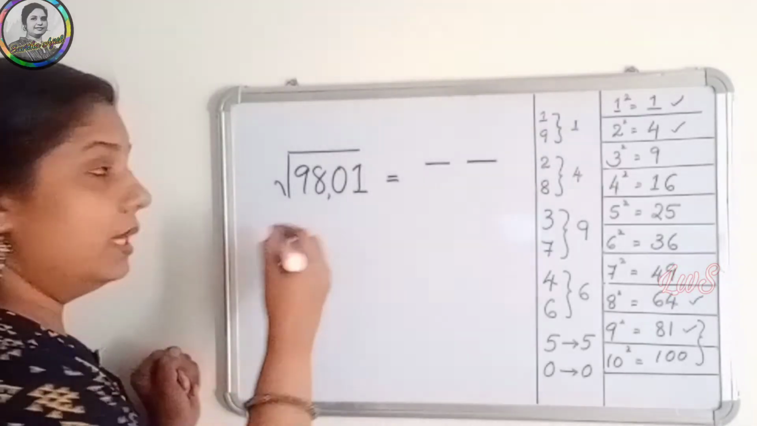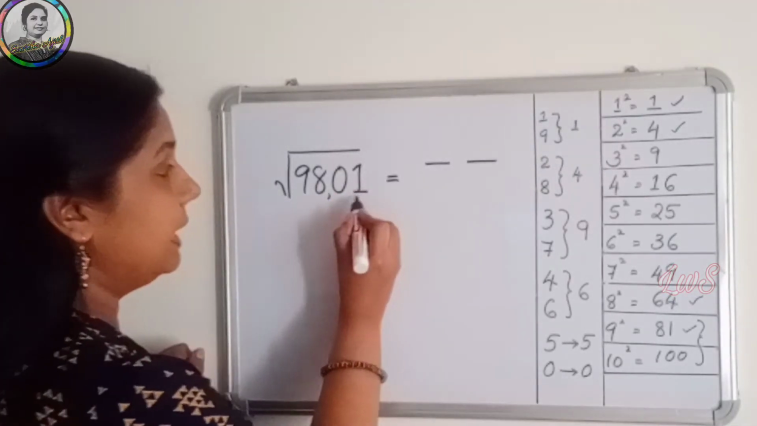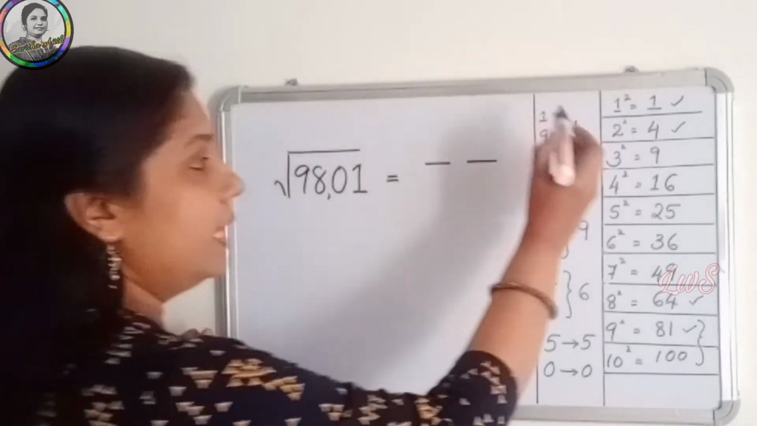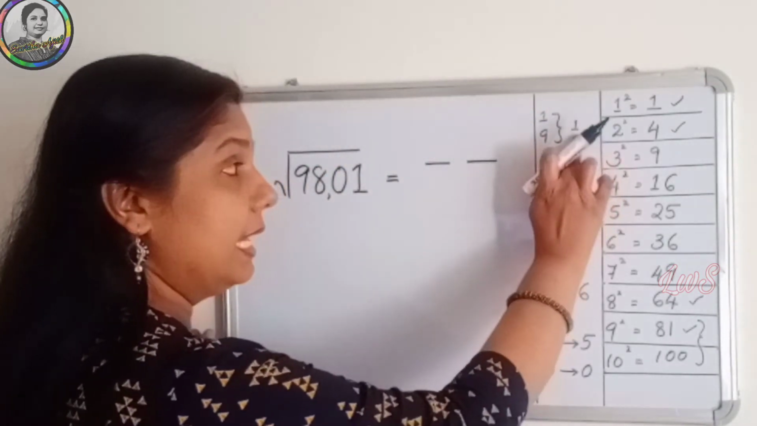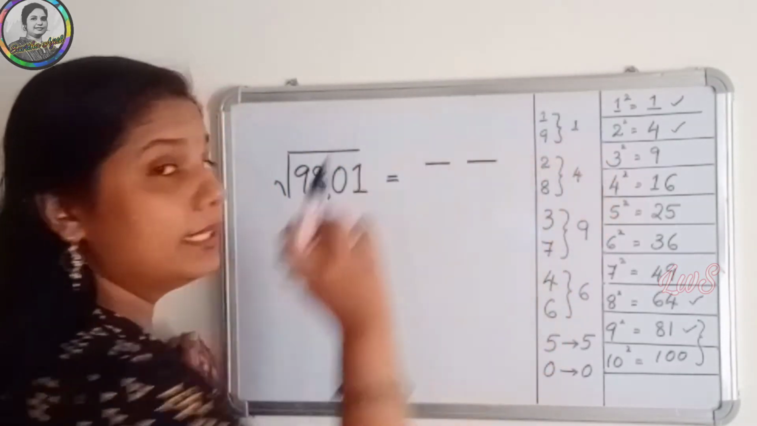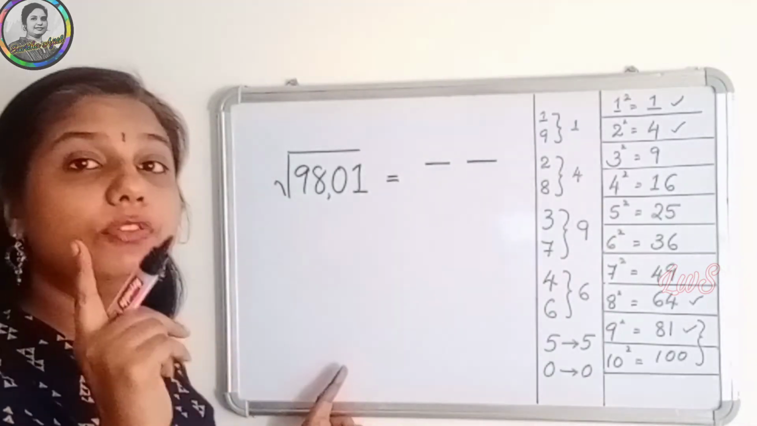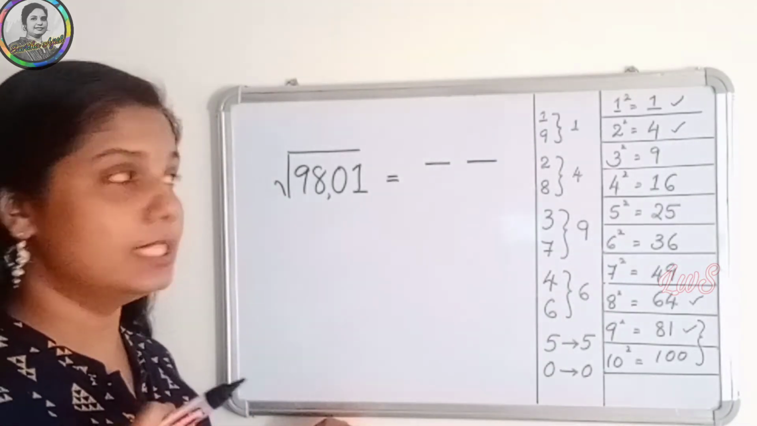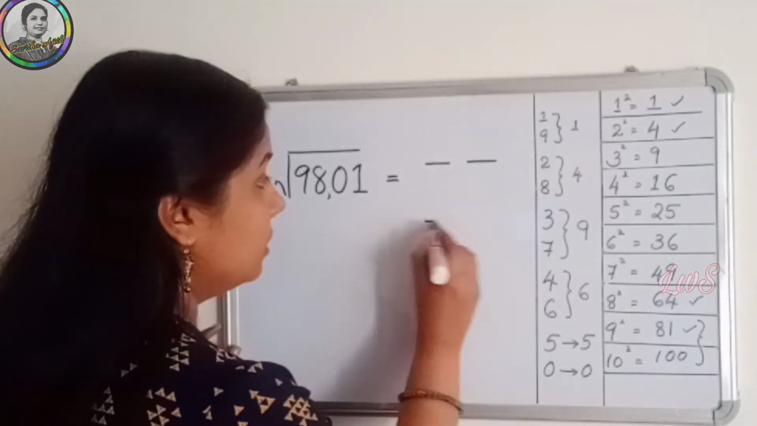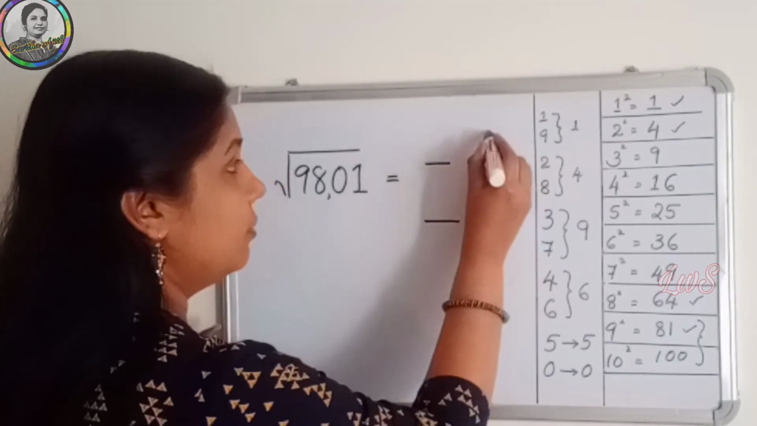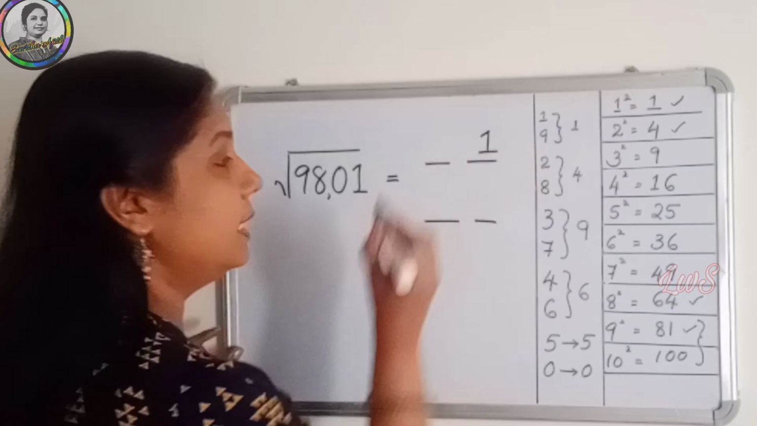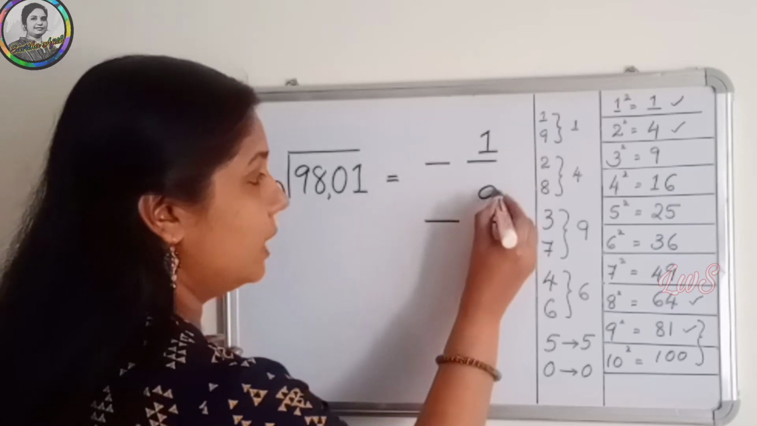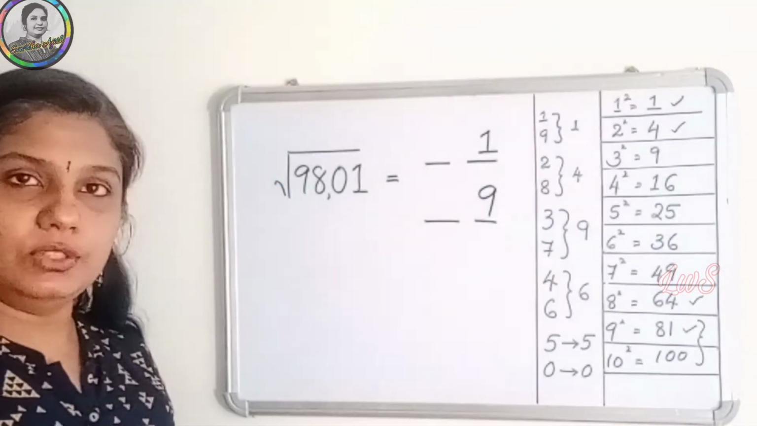Coming back to the square, look at the units place, it's 1. So if the square has 1 in its units place, we know that the square root may have 1 or 9 in its units place. We have two possibilities. The first one with 1 in its units place, the second one with 9 in its units place.